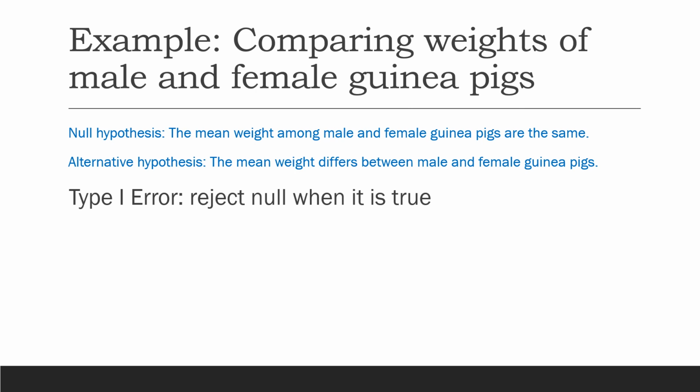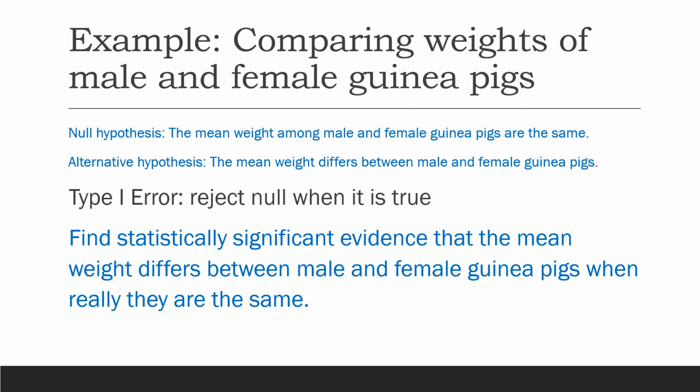Okay, a type 1 error is rejecting the null hypothesis when it's actually true. In this situation, that would mean that we find statistically significant evidence that the mean weight differs between male and female guinea pigs, when really they're the same.